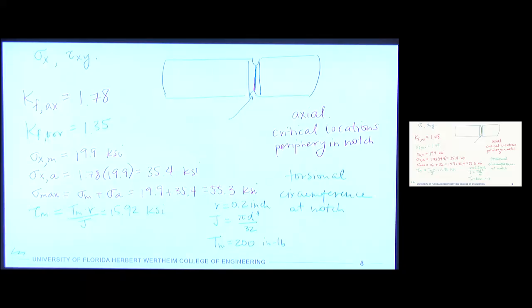We don't have to modify it at all. And now our amplitude is the one we have to modify. So we do the 1.35, which we had from all the charts, times 15.92, and we get 21.49 KSI.